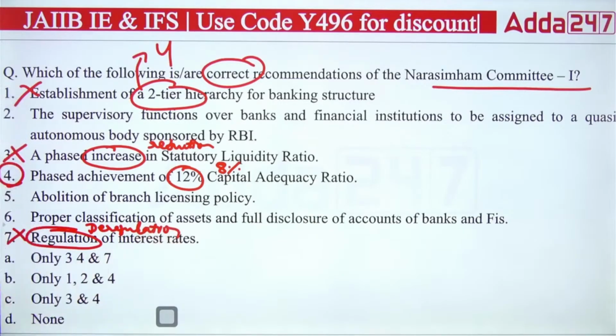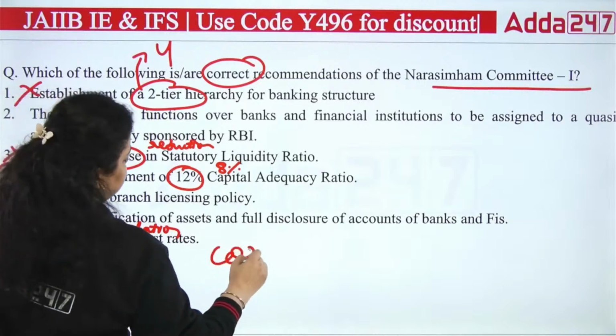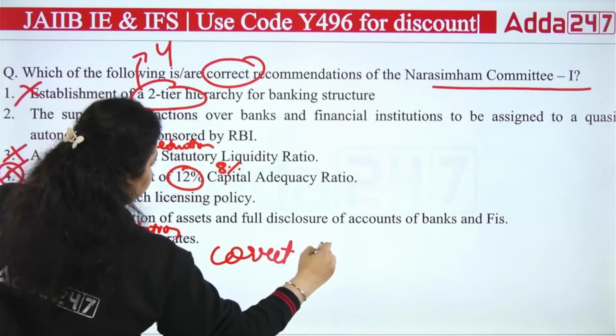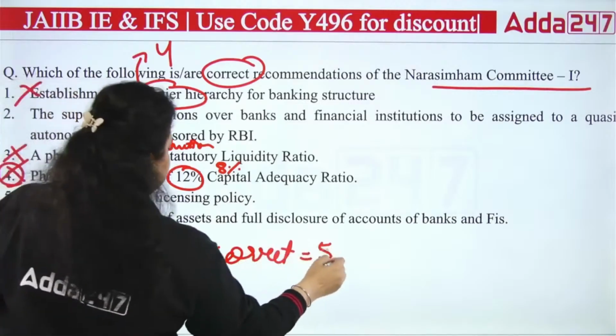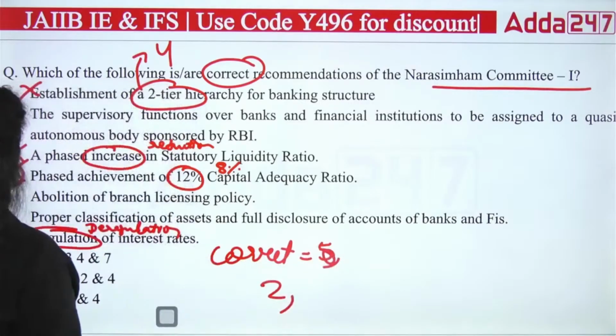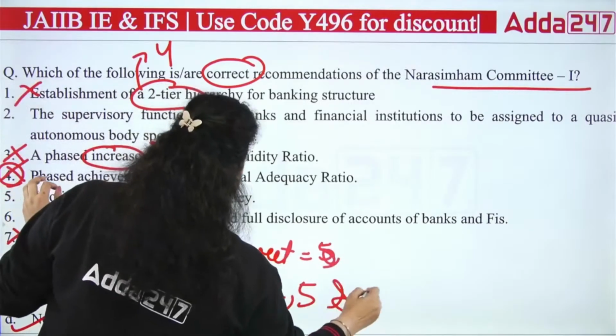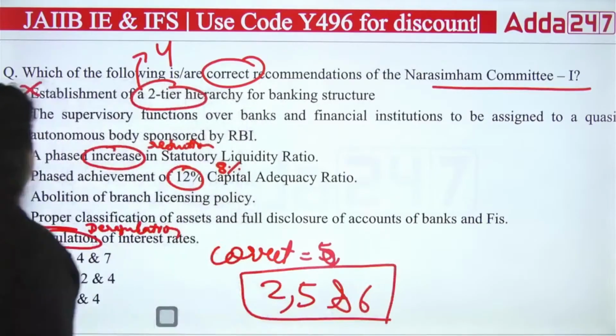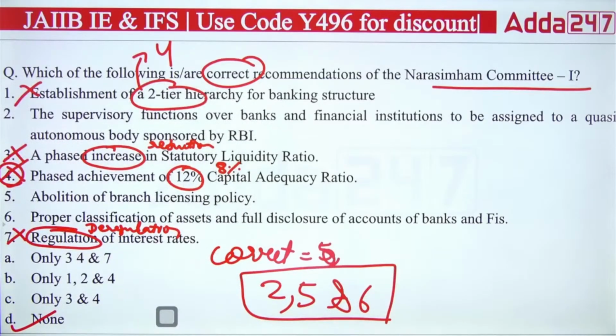So your first, third, fourth and seventh are wrong. Second, fifth and sixth are right, and no option is matching here. So we will find none of the above, and the correct statements will be second, fifth and sixth. Only these 3 statements are true here. The first is wrong, third is wrong, fourth is wrong and seventh is wrong.